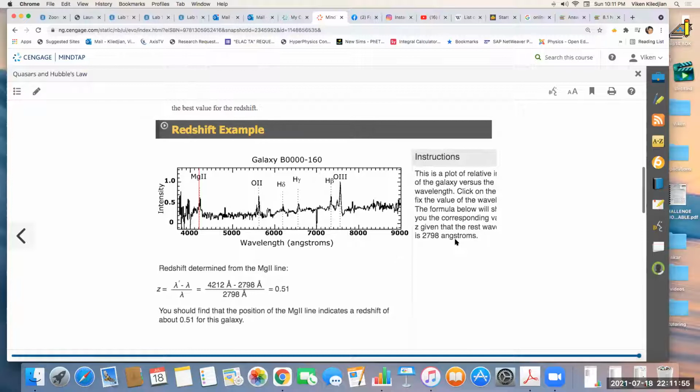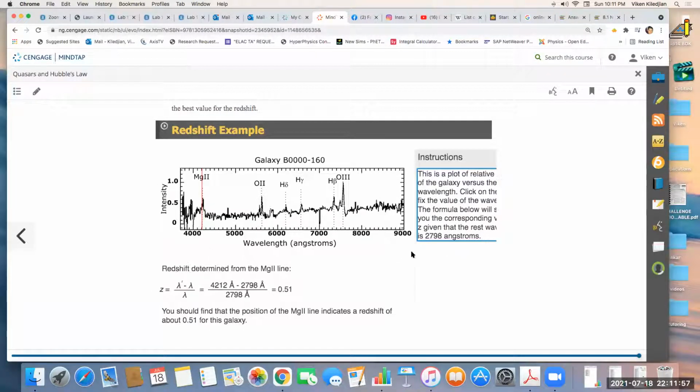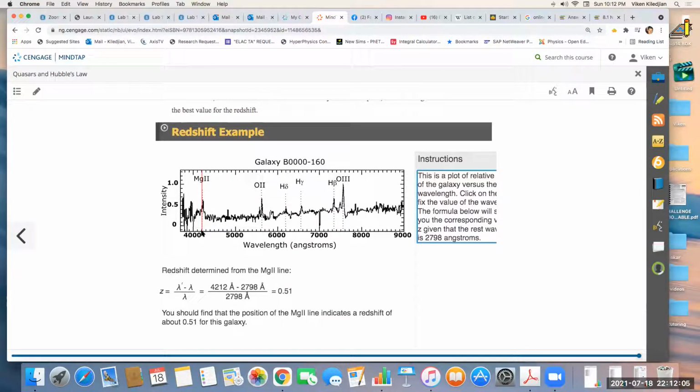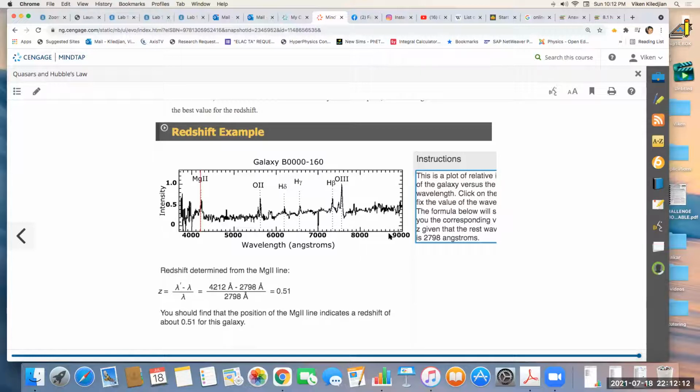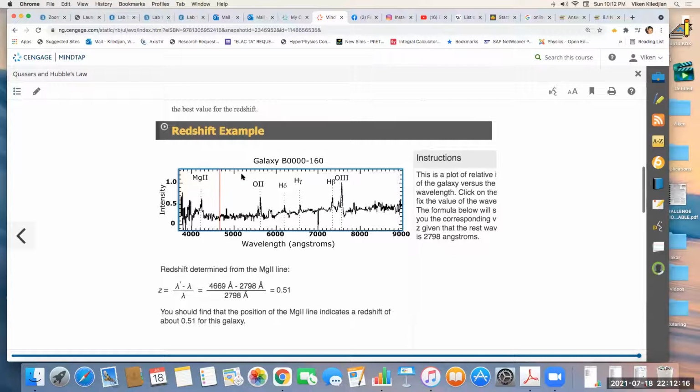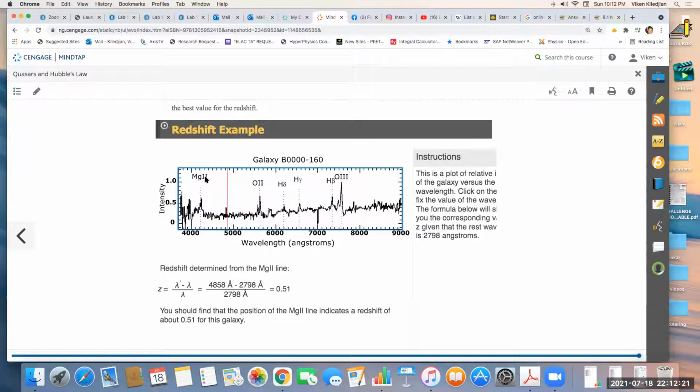There's no play button. So it's like 4212 is the wavelength that it's showing. That's a huge redshift, minus 2798 over 2798. Let's see if that's what we would get. If we change this, it's not changing with us. It would have been nice if this number changed. Let's just put it here. Right there, 4223.